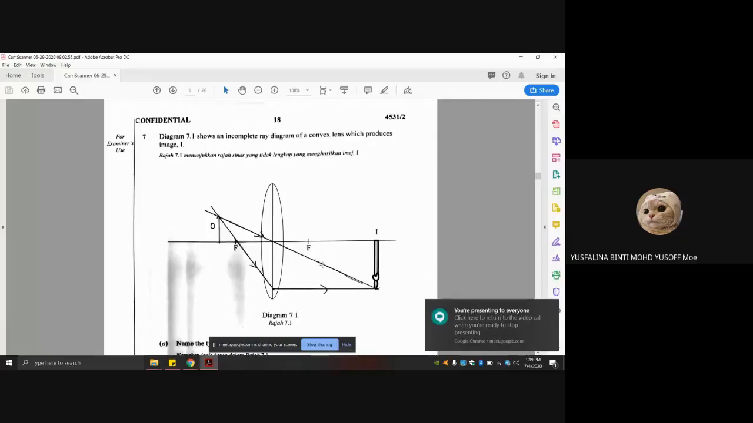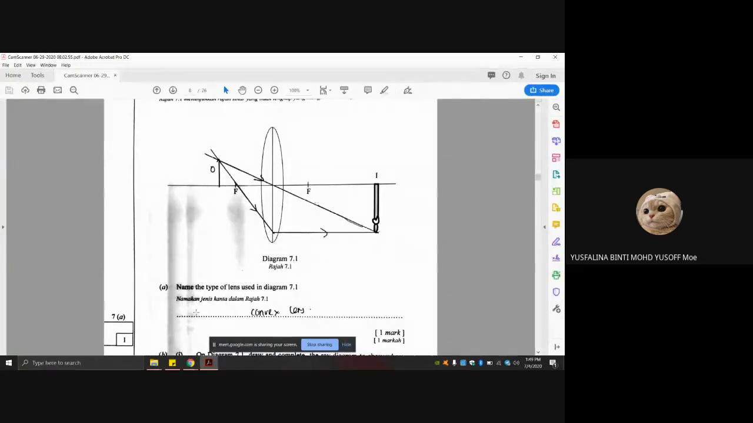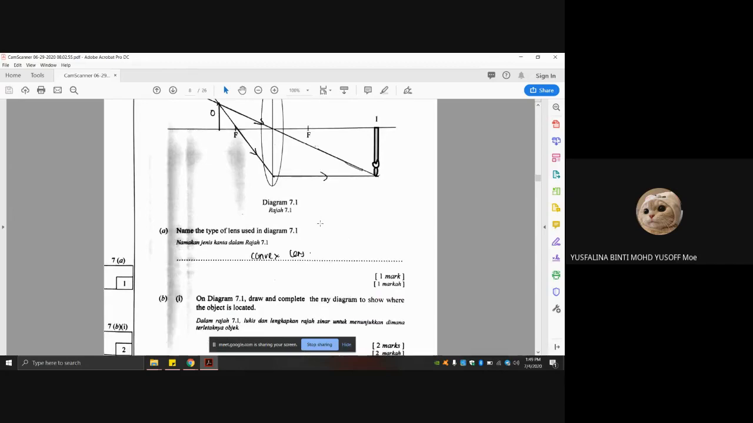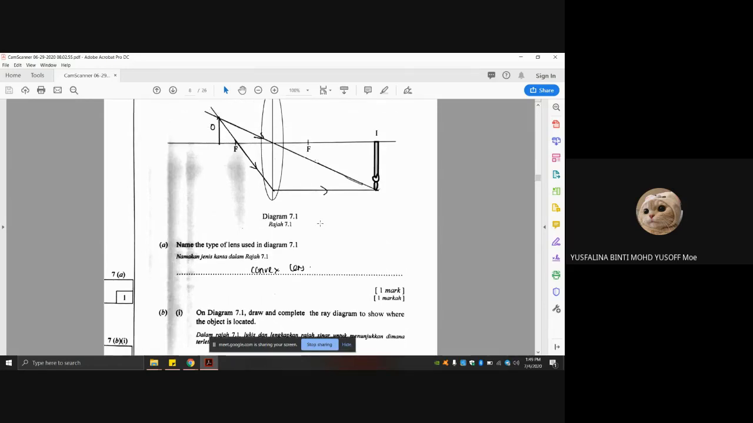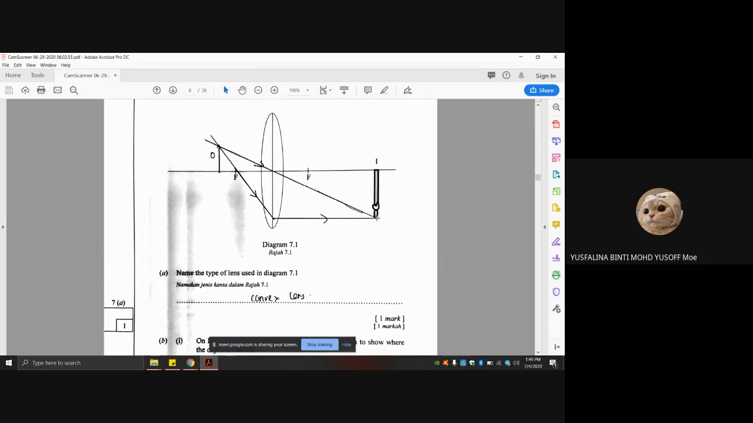So the next question is number 7. Okay, so this is the drawing. The first question is: name the type of lens used in diagram 7.1. So this is called a convex lens. On diagram 7.1, draw and complete the ray diagram to show where the object is located. Usually they give you the object and you have to draw the image, but for this question, they give you the image and you have to draw the object. So it's backwards.